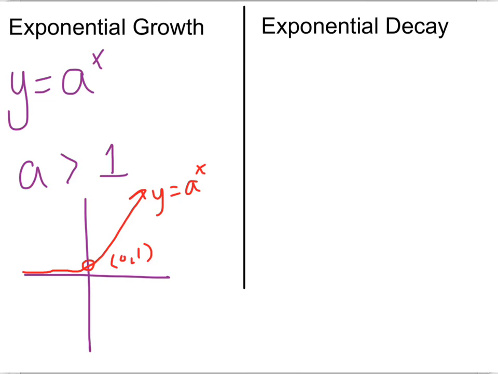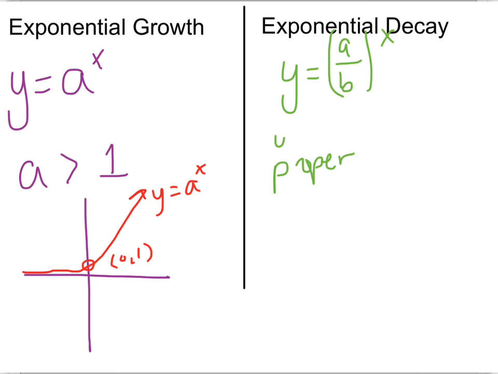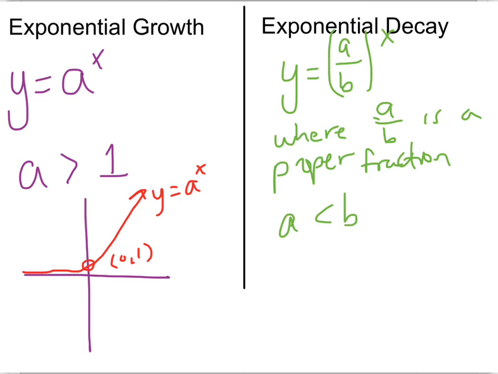Now our exponential decay is going to look like that too. y is equal to some value a to the x. Actually, what we can do is put it as some value a over b raised to the x, where a over b is a proper fraction, meaning that a is strictly less than b.